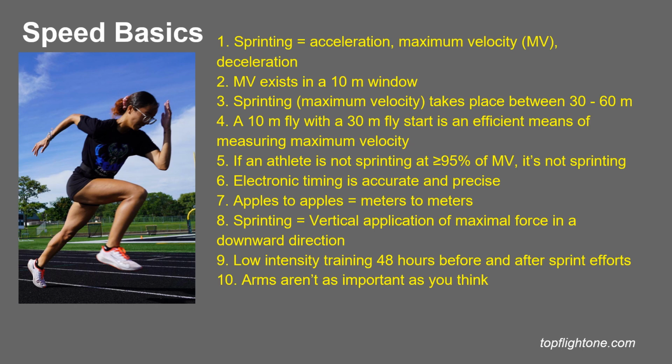Number 5, if it's not greater than or equal to 95%, it is not sprinting. Number 6, electronic timing is accurate and precise. Number 7, apples to apples, meters to meters. Number 8, sprinting equals the vertical application of maximal force in a downward direction. Number 9, low intensity training 48 hours before and after sprint efforts. And number 10, arms aren't as important as you think.